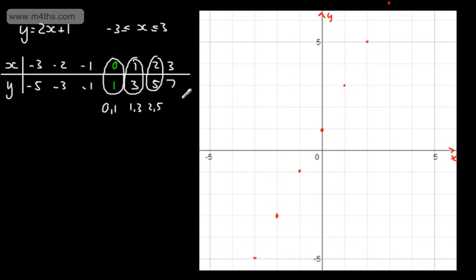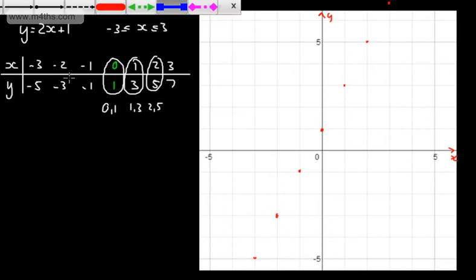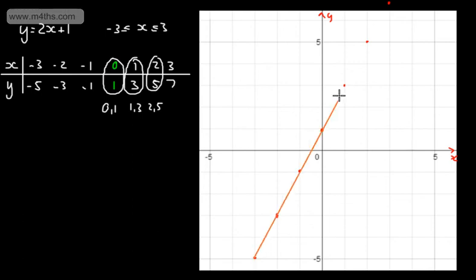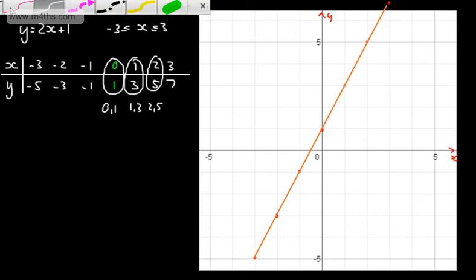So all I've done is gone ahead and plotted these. You shouldn't have any points outside the line. If you do, you need to go back and look at the table and check your values. All I'm going to do now is draw a straight line through those points, and I'm going to label up the graph y is equal to 2x plus 1.